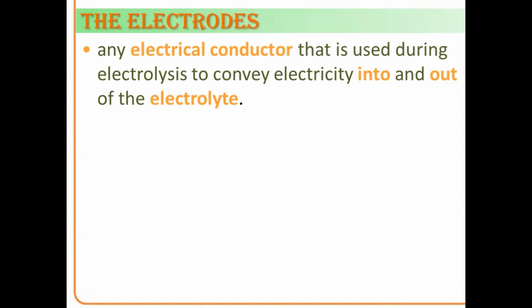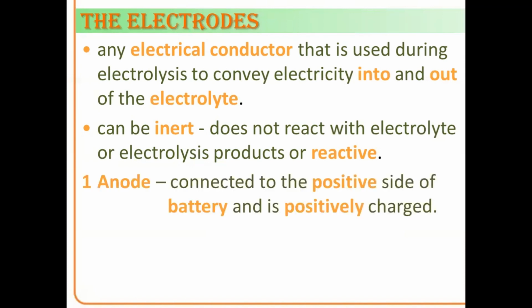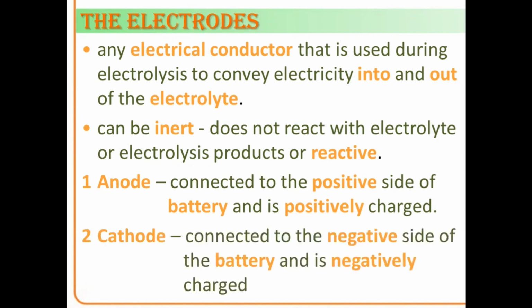Now, your electrodes can be inert, which means they do not react, number one, with the electrolyte, number two, with the electrolysis products, and number three, do not dissolve in the electrolyte. And we also have electrodes that are reactive. We are going to look at these in more detail. As we have discussed before, we have an anode, which is connected to the positive side of the battery and is therefore positively charged. And then we have the cathode that is connected to the negative side of the battery and is negatively charged.